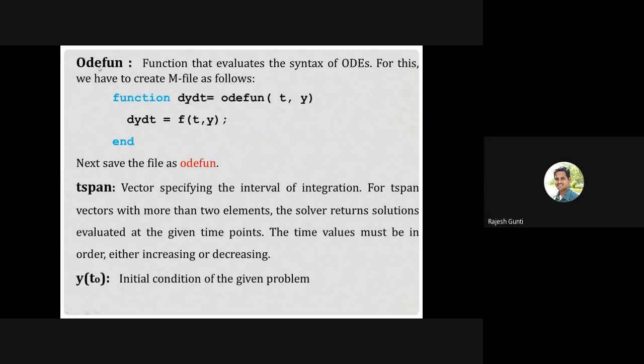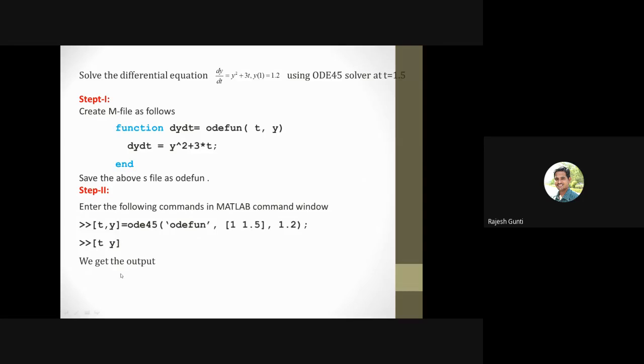First we create one M-file and in that M-file we write a differential equation. I will take one problem and tell you how to write an M-file. Next, t-span is a vector specifying the interval of integration. For t-span, vectors with more than two elements, I will tell you one by one. Many options are there in t-span; I am just giving an introduction. Y of t0 is the initial condition of the given problem, that is y0.